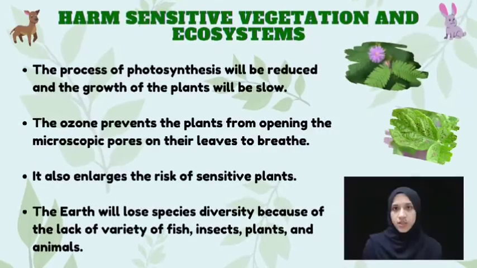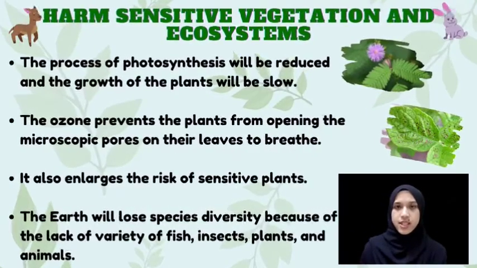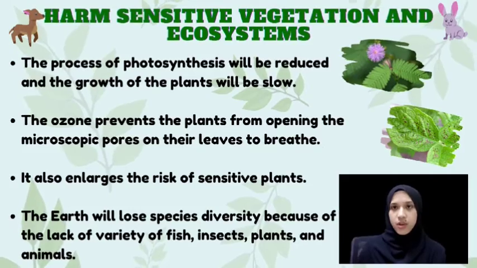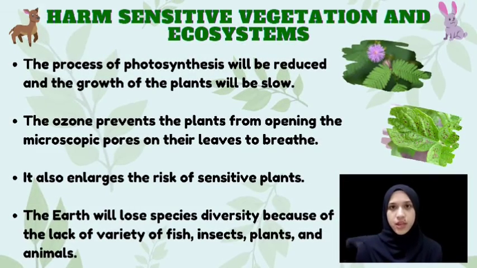Furthermore, ozone can harm vegetation and ecosystems such as forests and parks. This is important for plants because the process of photosynthesis will be reduced and the growth of the plant will be slow. This happens when the ozone prevents the plant from opening the microscopic pores on the leaf to breathe. It also increases the risk to native plants from disease, harm by insects, unpredictable weather, and other pollutants. Sometimes marks will appear on the leaf when exposed to ozone. Hence, the earth will lose species diversity because of the lack of variety of fish, insects, plants, and animals.